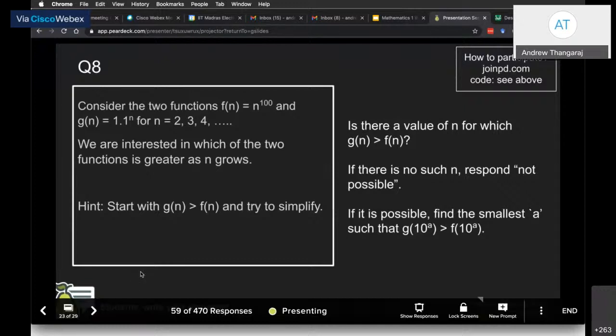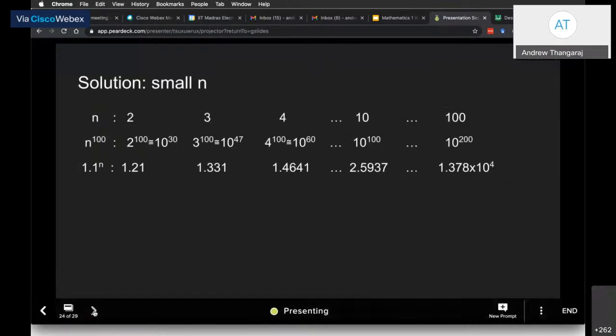I want to drive home the point that things may look very different, but it can be very deceiving. Let's look at the solution. Look at it for small n once again. Here is n equals 2, 3, 4, 10, and 100. I'm evaluating n power 100. For n equals 2, I get 2 power 100. If you put it into a calculator, it will tell you something times 10 power 30, so 1 followed by 30 zeros. And what is 1.1 power 2? It's 1.21. This is huge.